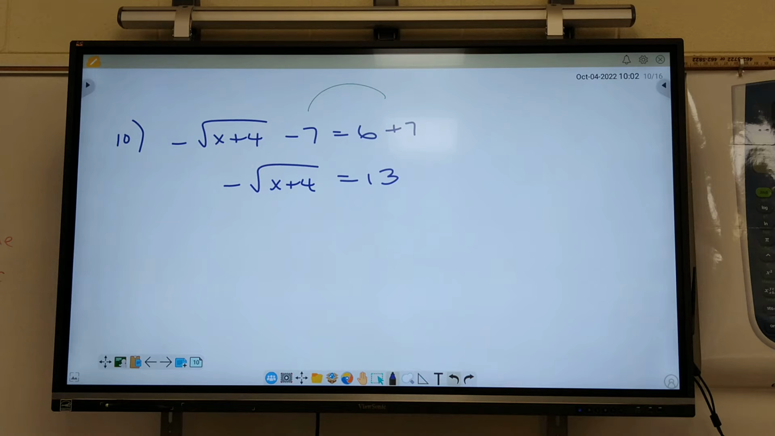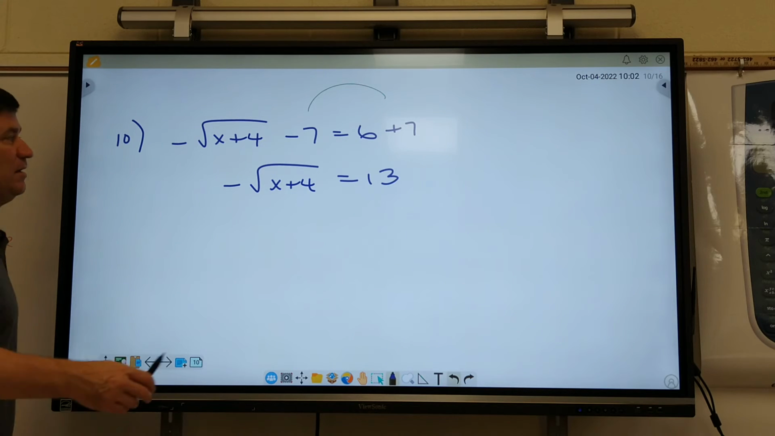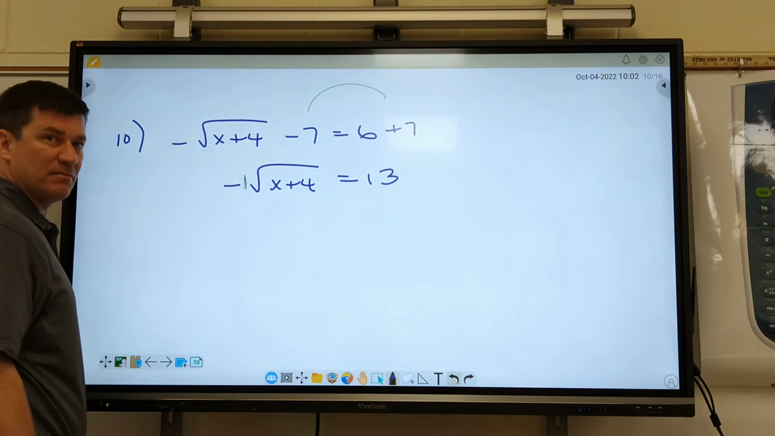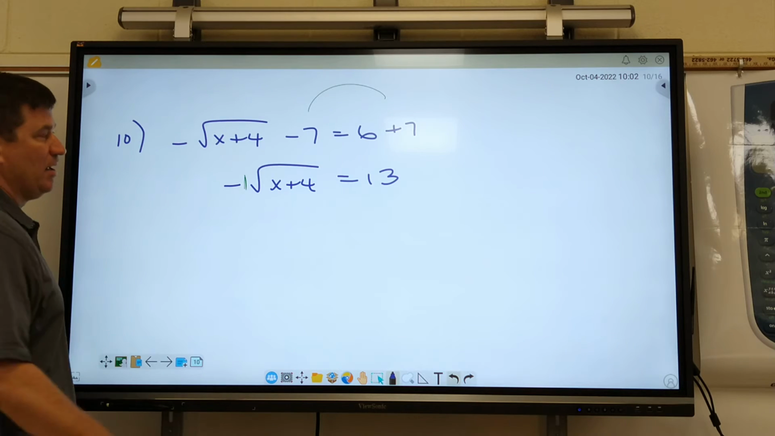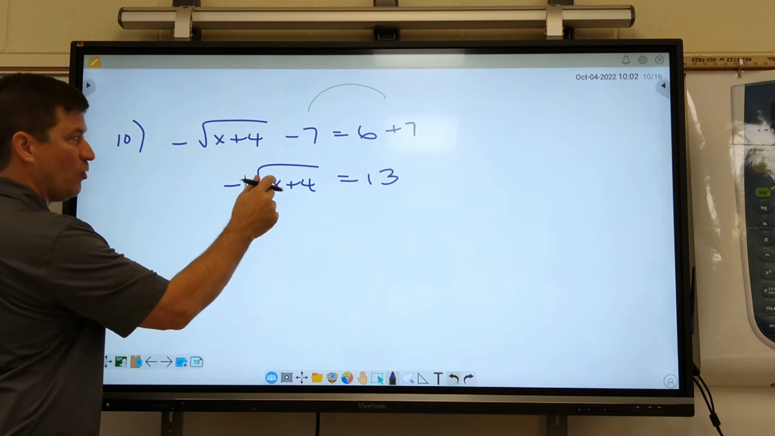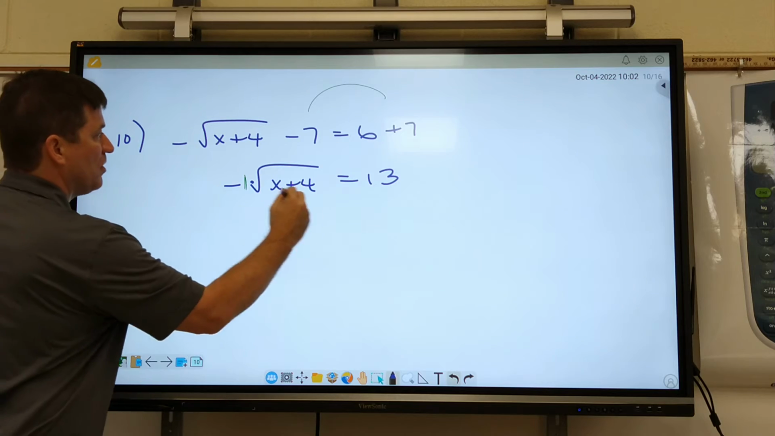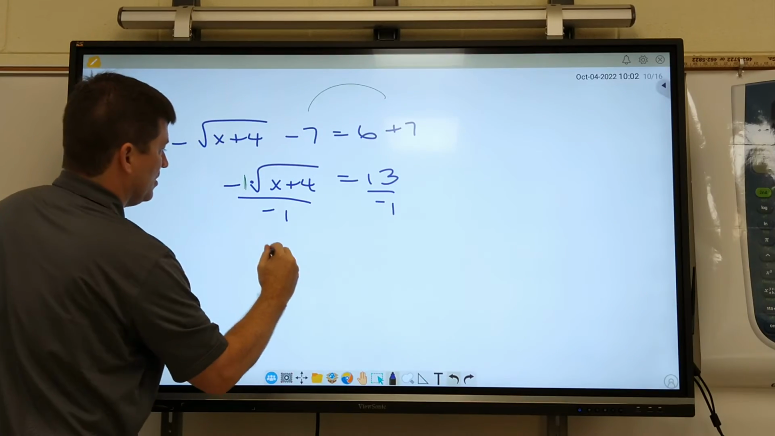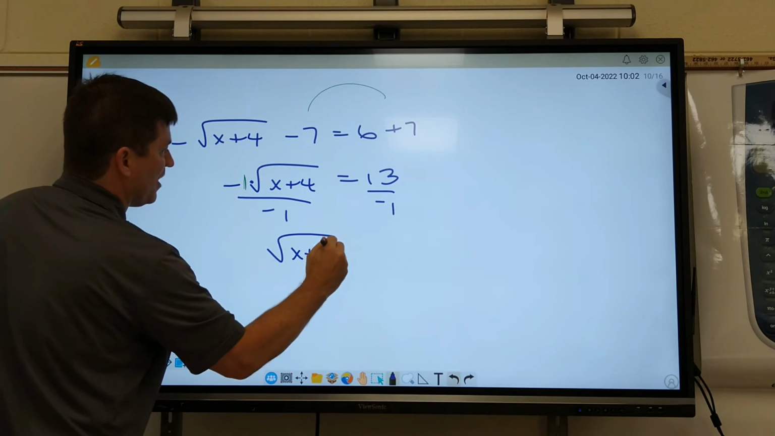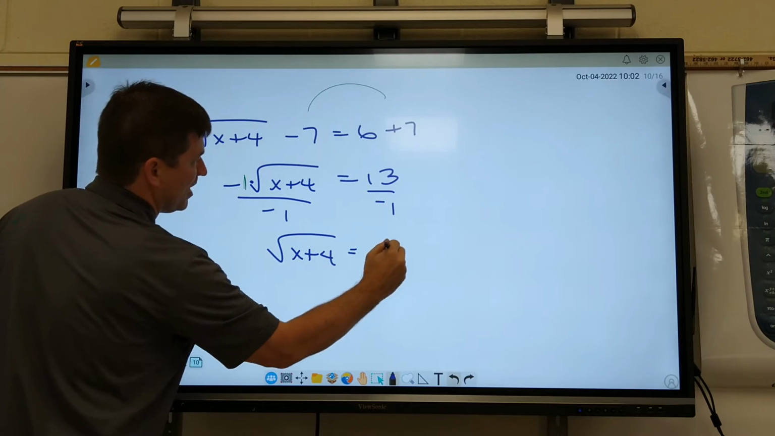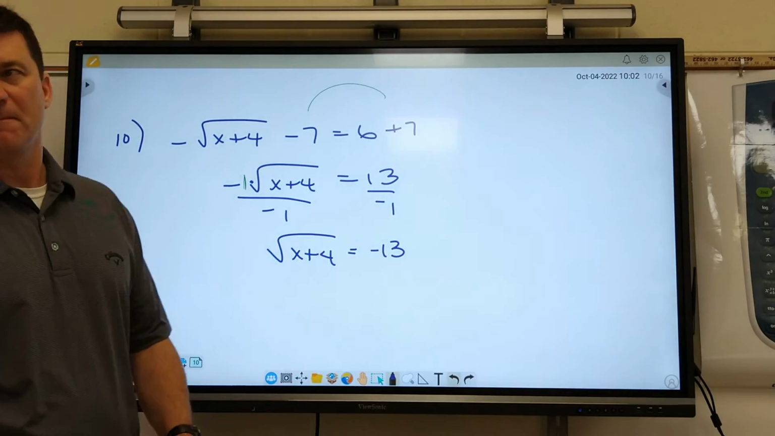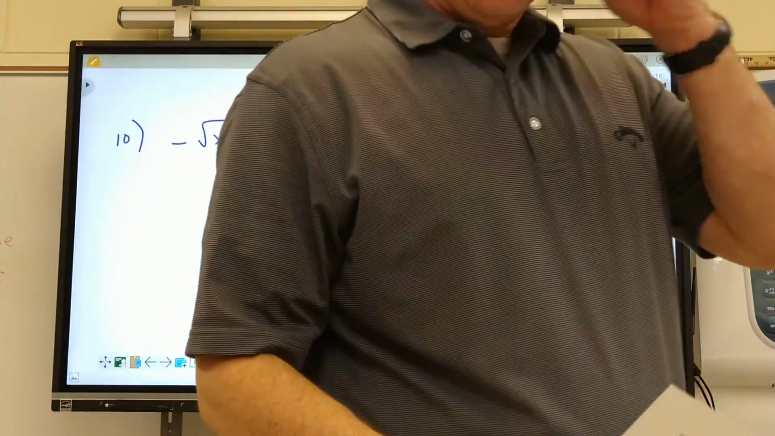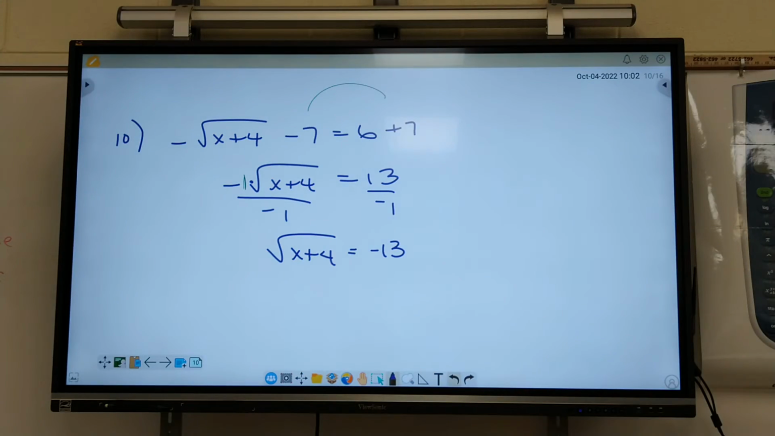This is where y'all messed up. We've got to do something with the negative. That's a -1, right? How do I move it over? If they're multiplying by -1, which is what they're doing, you've got to divide by -1. So now I've got square root of x plus 4 equals -13. Y'all see from there. Right, when you square it, it's going to become positive anyway.